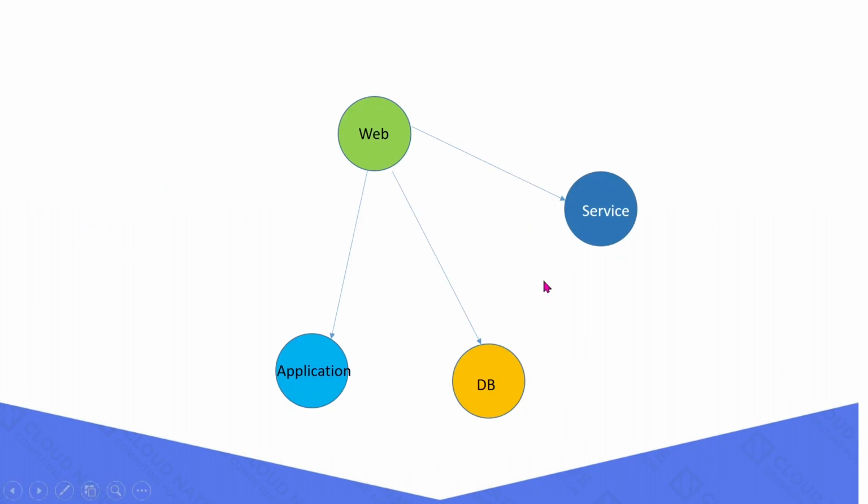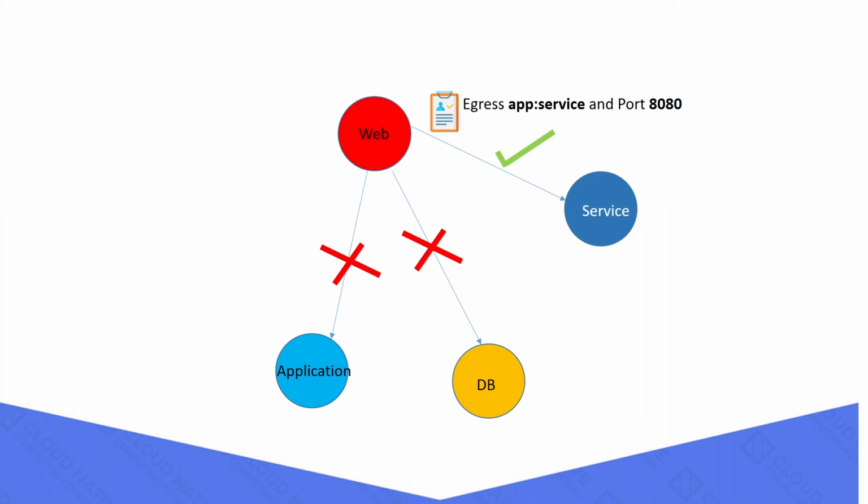I will explain this question with this diagram. We have a cluster. By default, all pods can communicate with each other, but now our web pod is hacked by someone, so we need to block the connections to application and DB pods from web pod, and only allow the connection to service pod on port 8080. In order to do that, we have to apply an egress policy to web pod. That policy should be based on the labels and port.